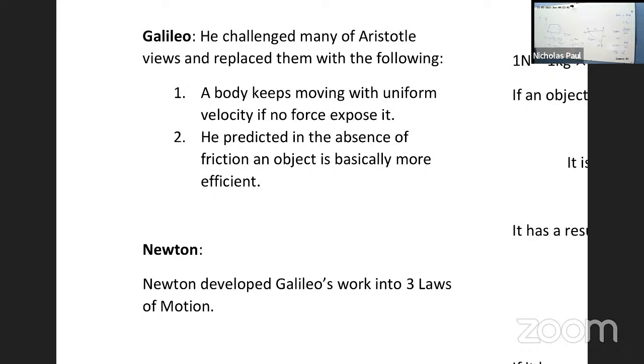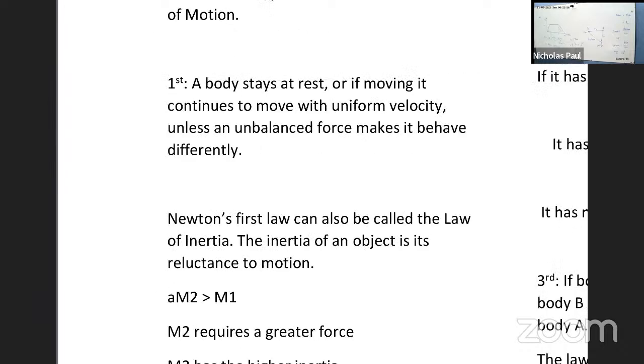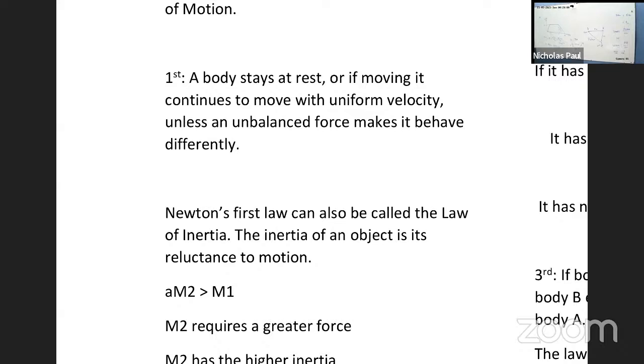And he predicted that in the absence of friction, an object is basically more efficient. What you kind of know now, right? No friction, it'll be more efficient. All right, and then this guy named Newton, which is what we know now, he had these three laws, right? Newton's first, second, and third law.